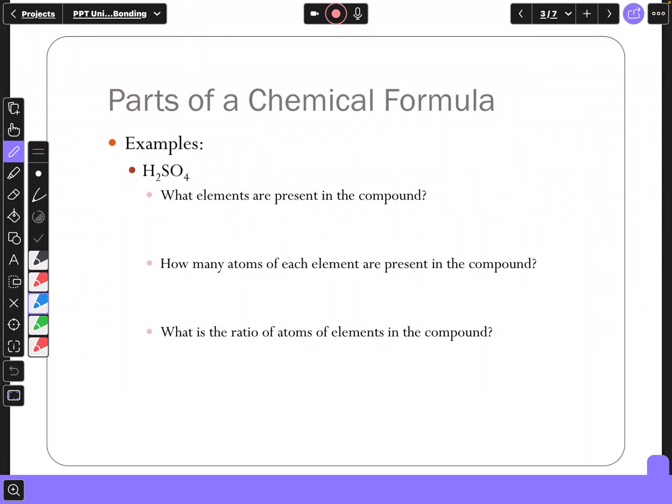Alright, so let's look at this example. What elements are present in the compound? We have H2SO4, and the actual name of that compound is sulfuric acid. Well, we have hydrogen. S stands for sulfur. O stands for oxygen.